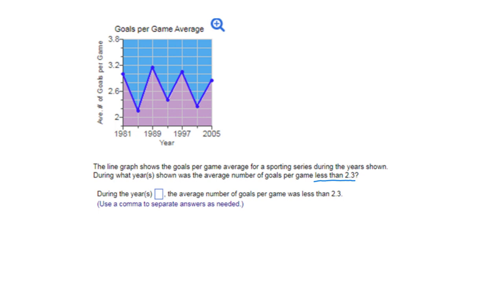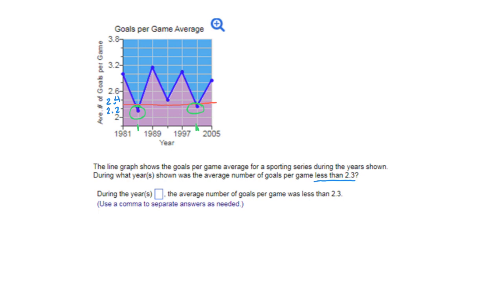So if we start with a 2 and the next jump is to 2.6, it looks like it's increasing by 0.2. So this is probably a 2.2 and a 2.4 here. So I'm looking for anything below 2.3. So anything that is below this line right here, if that helps you out. So that would leave us with this right here and this right here, which means we need to find what these years are that define less than 2.3 on the goals per game.